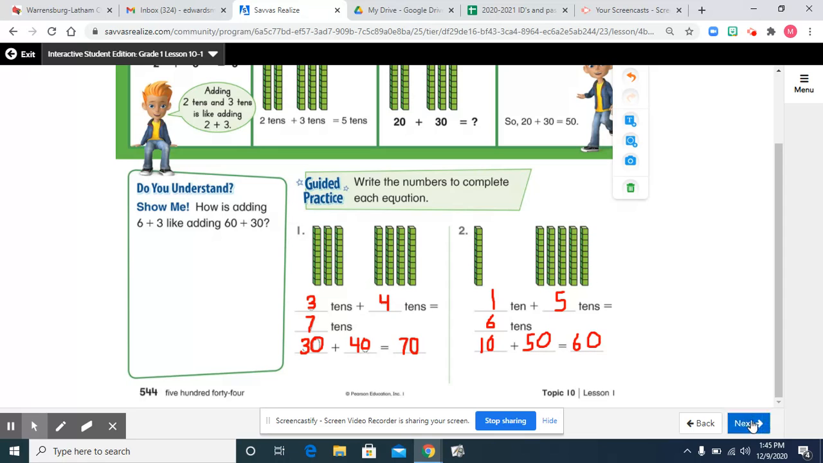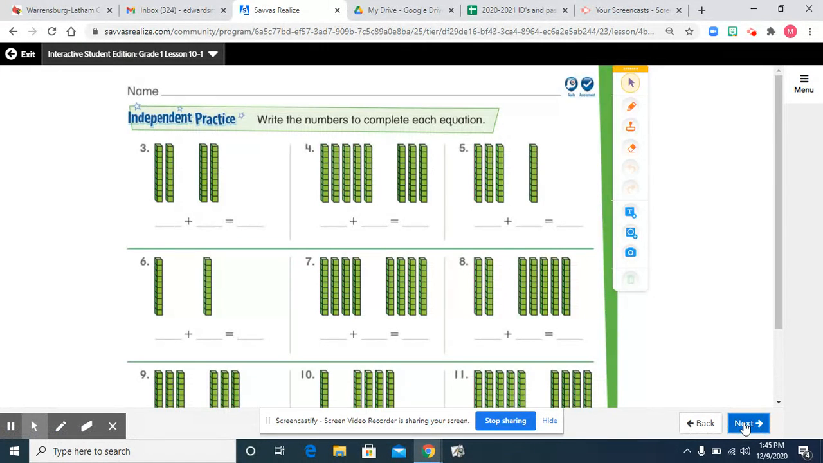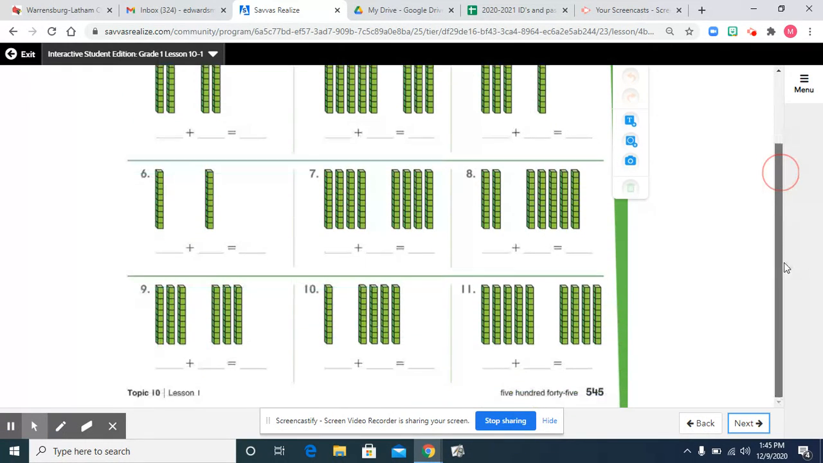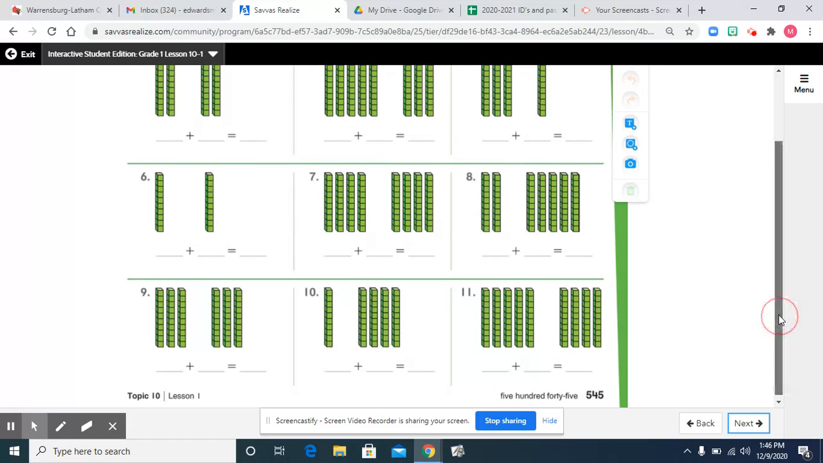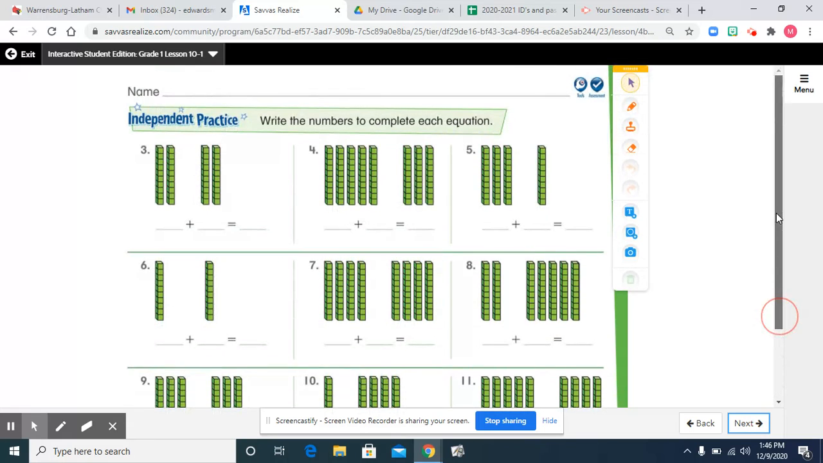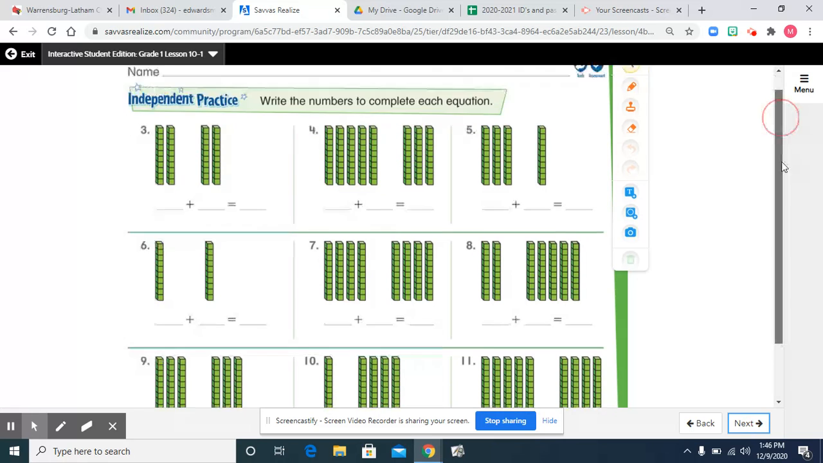All right. If you're good on that page, look at the next page. Your job is to do the entire page. They are exactly like the ones we did before. I guess they're not exactly like, but they're very close. So you're going to write the numbers to complete each equation. Okay? You need to count by tens.